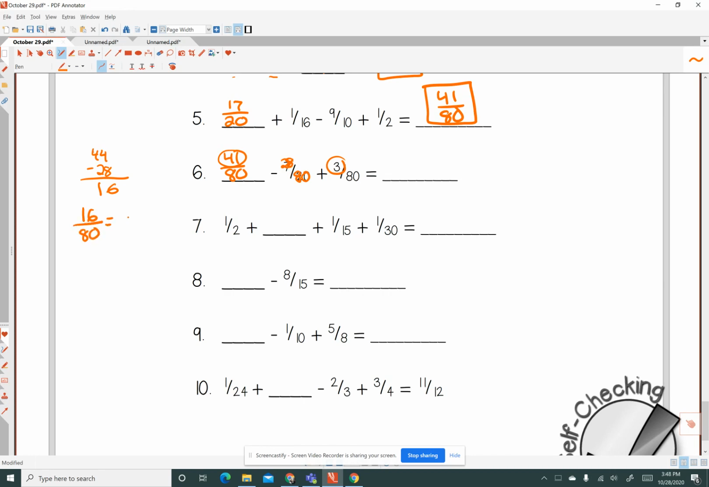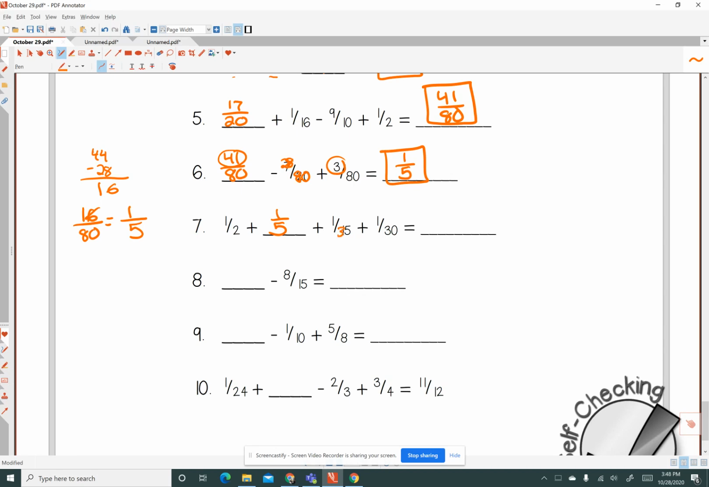And we can reduce that 16/80ths because it's divisible by 16. We know 16 is a factor of 80. 16 goes into itself 1 time, and it goes into 80 5 times. So that would equal 1/5, which we will put there. Now we have 1/2, 1/5, 1/15, and 1/30, and 30th will be our new denominator.